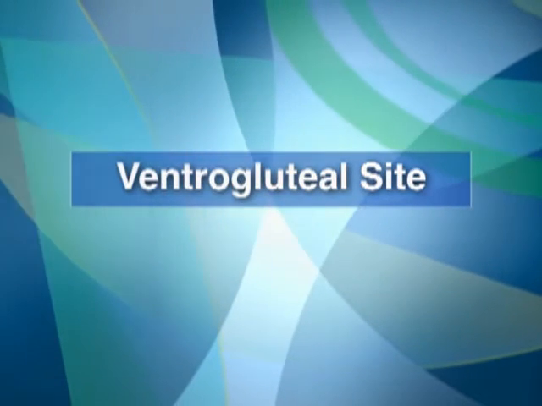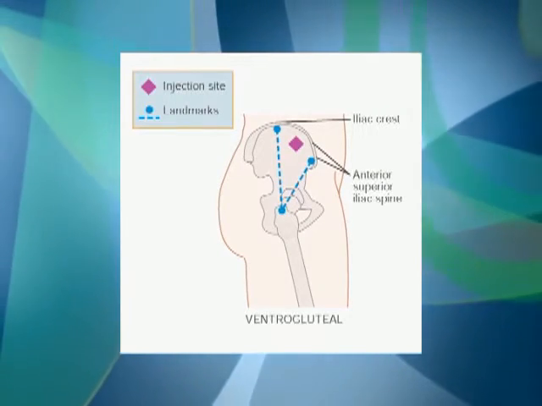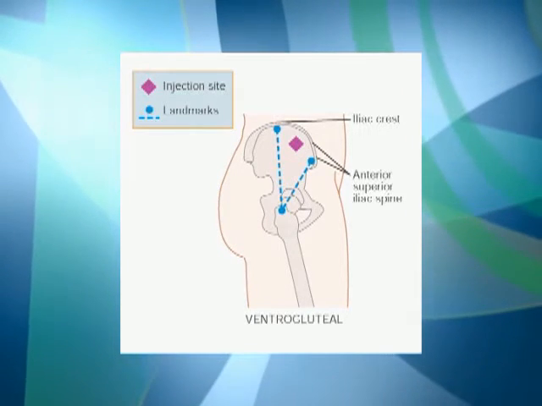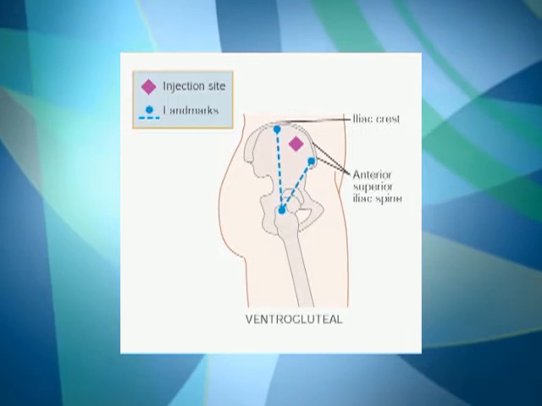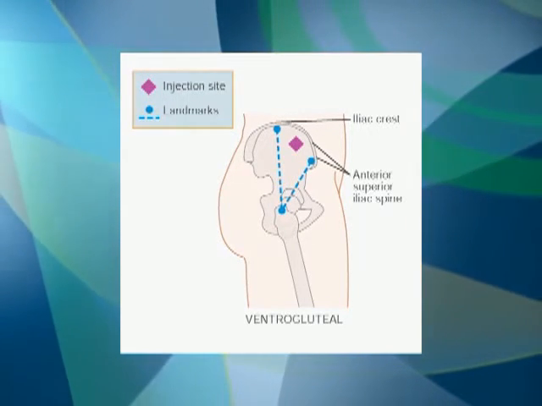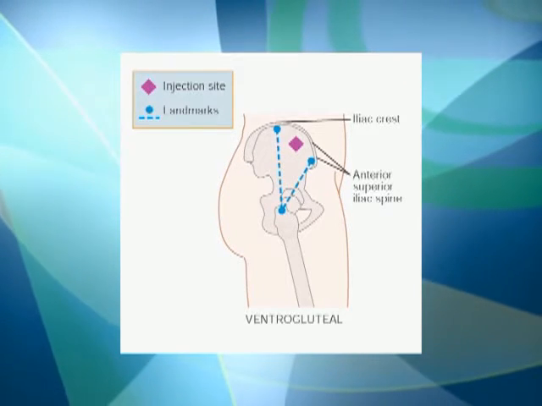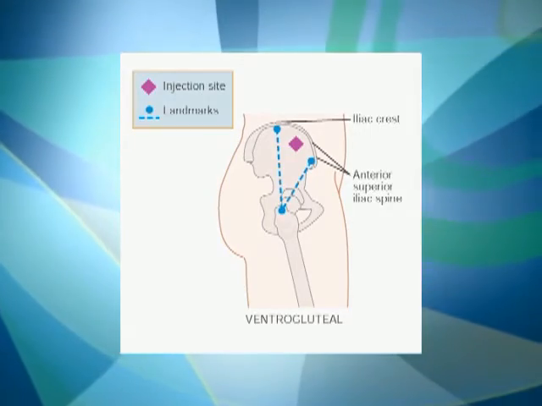The ventrogluteal site is considered an excellent site for administering an IM injection because it is located away from major nerves and blood vessels. The patient may be lying prone or on one side for this injection. To locate this site, palpate for the greater trochanter, the anterior superior iliac spine, and the iliac crest.